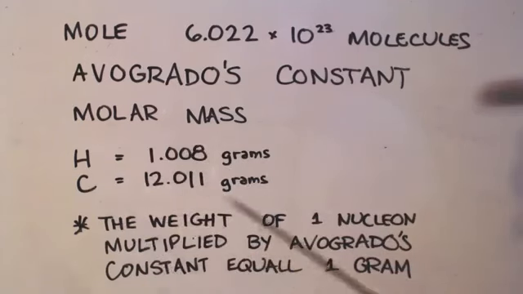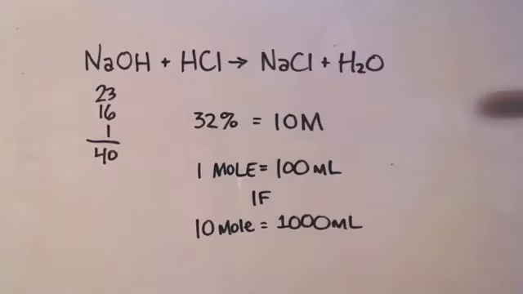Now, carbon, it is 12. We know it. It's 6 on the periodic chart. So it has 6 neutrons, 6 protons. That's 12, right? So that would mean 12 grams. It's that simple. All right, the best way to learn this is to do an example, okay?